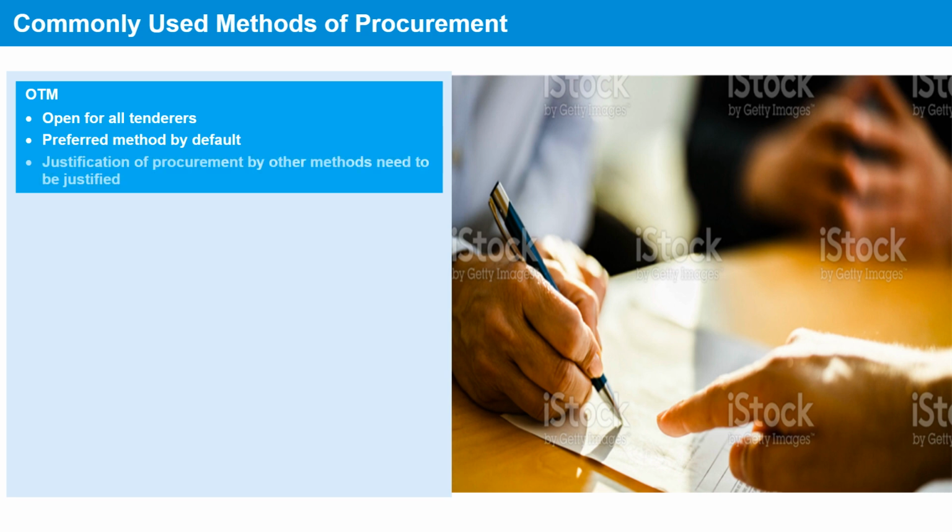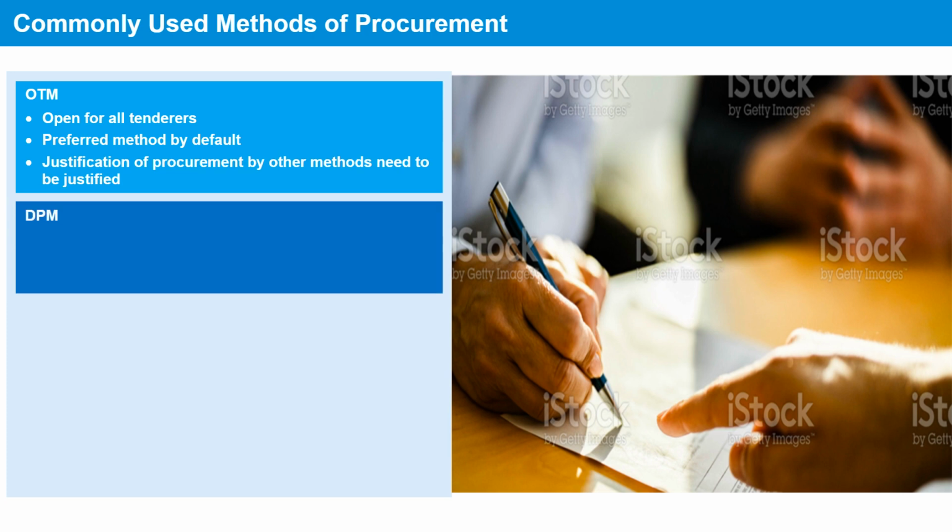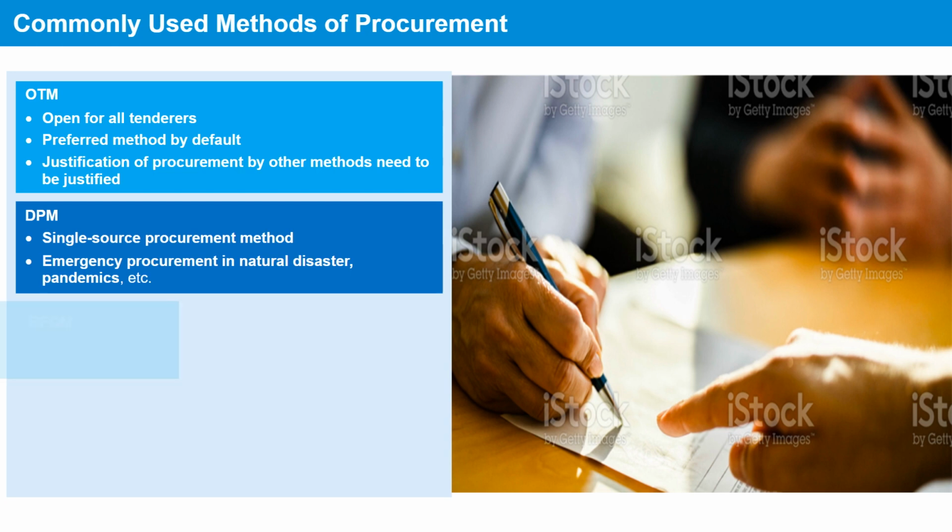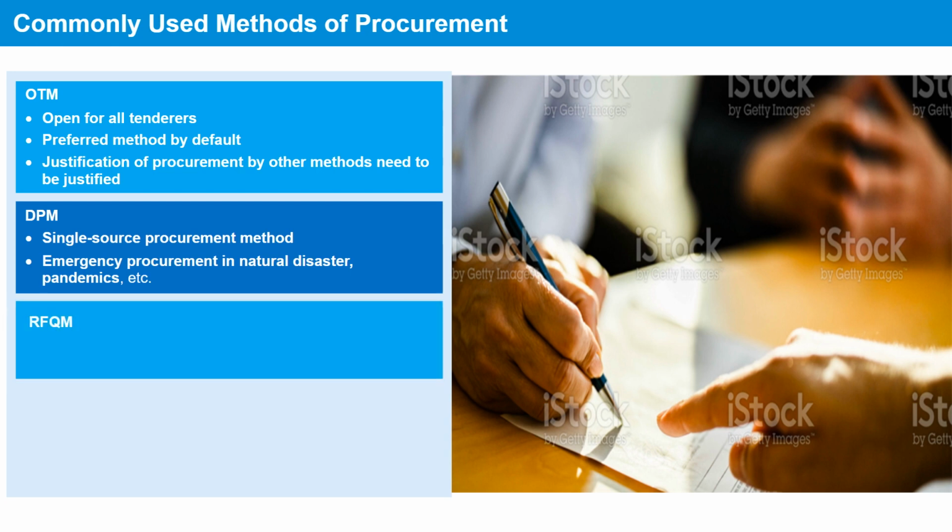Some of the mostly used methods of procurement are open tendering method, which is open for all tenderers. It is the preferred method by default. Procurement by other methods need to be justified. The direct procurement method is a single source procurement method. In this method, procurement during emergency can be adopted. Emergencies include natural disasters, pandemics, etc. The request for quotations method is used for the procurement of low value, standard, off-the-shelf goods and related services.